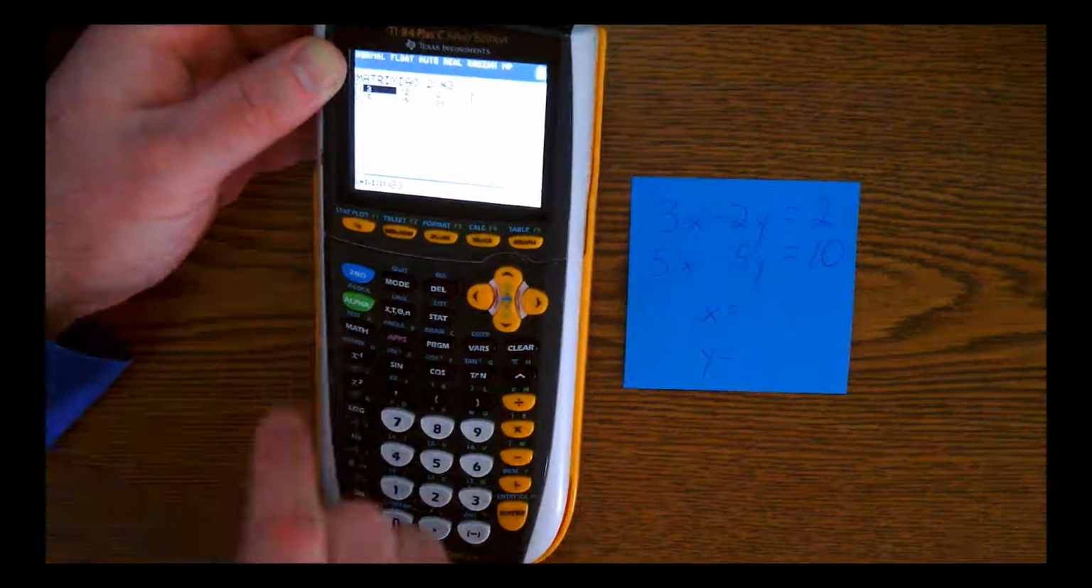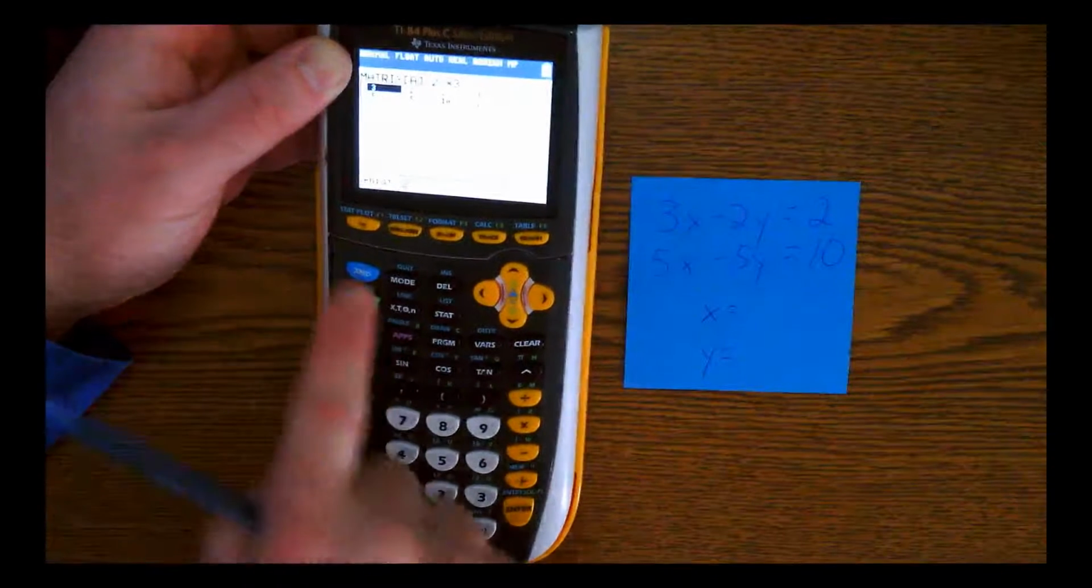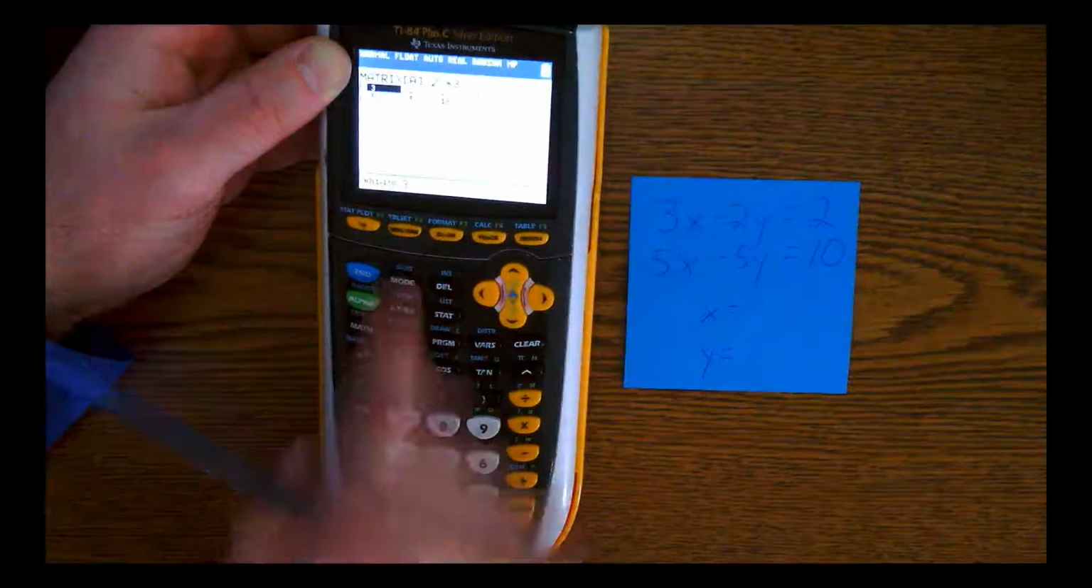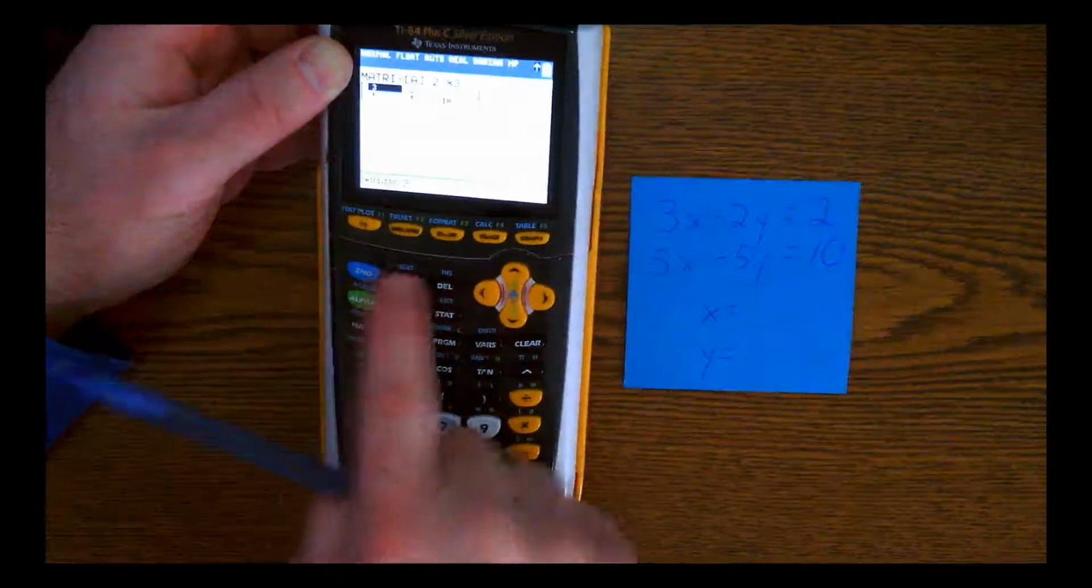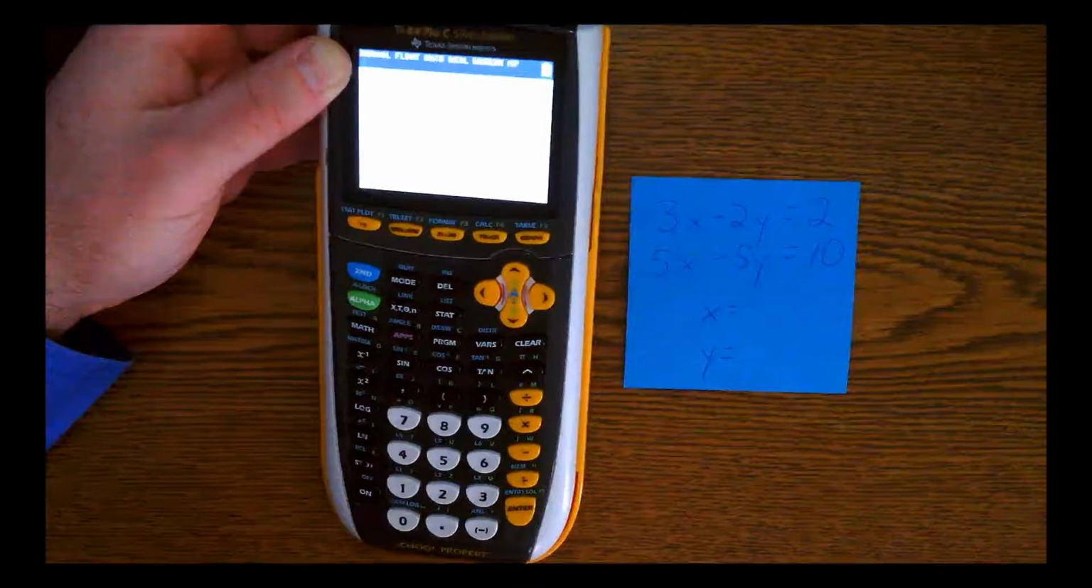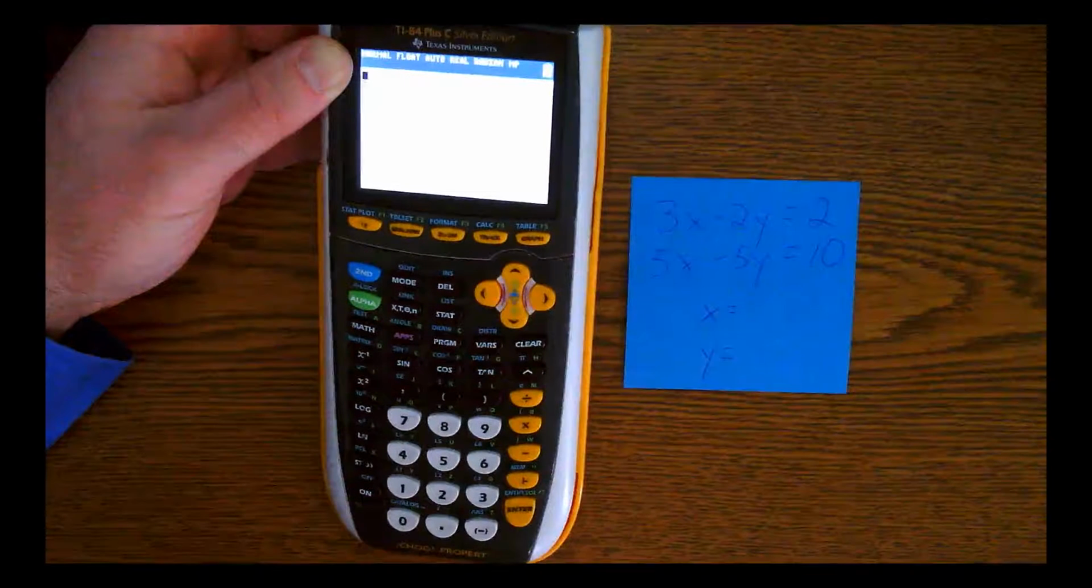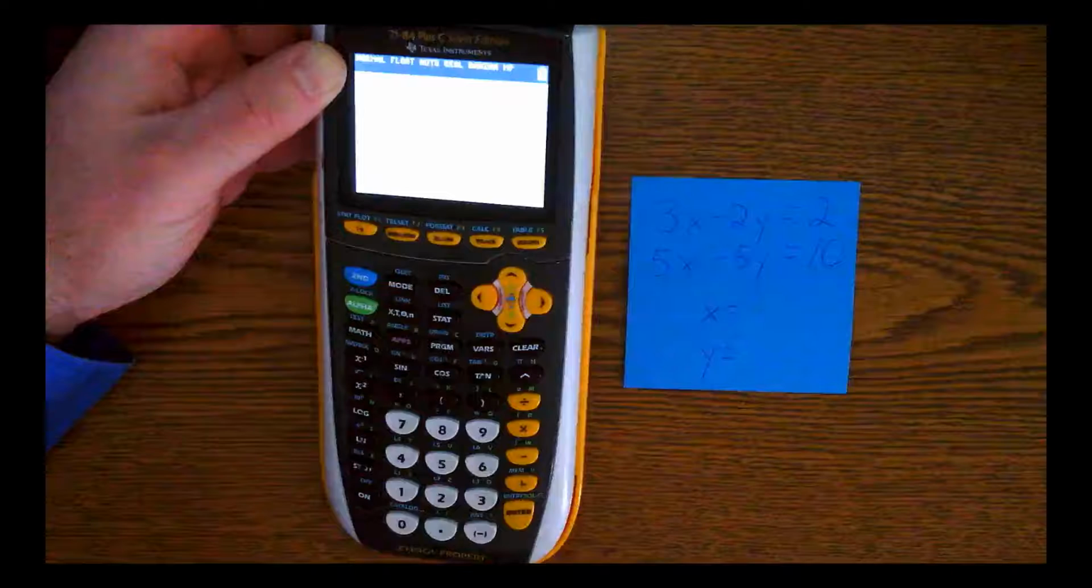Alright, now that's going to save it. We need to quit out of this. So to quit out of it, I'm going to hit second mode, because above mode is the word quit. So second quit takes me back to the home screen. Now we're going to tell it to do a calculation with that matrix.